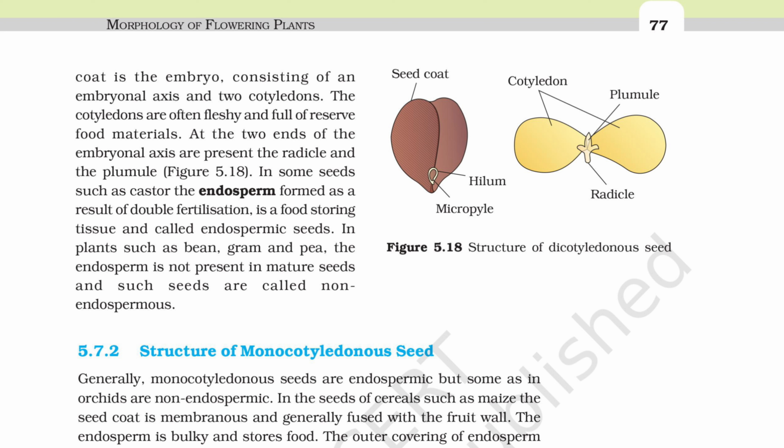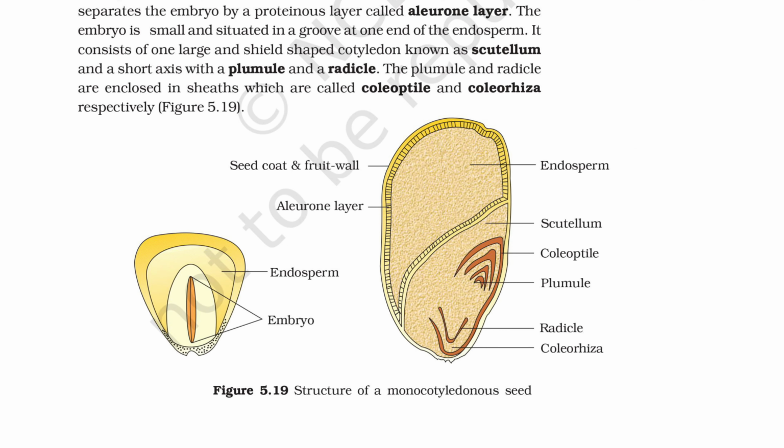Generally, monocotyledonous seeds are endospermic, but some, as in orchids, are non-endospermic. In the seeds of cereals such as maize, the seed coat is membranous and generally fused with the fruit wall. The endosperm is bulky and stores food. The outer covering of endosperm separates the embryo by a proteinous layer called the aleurone layer.